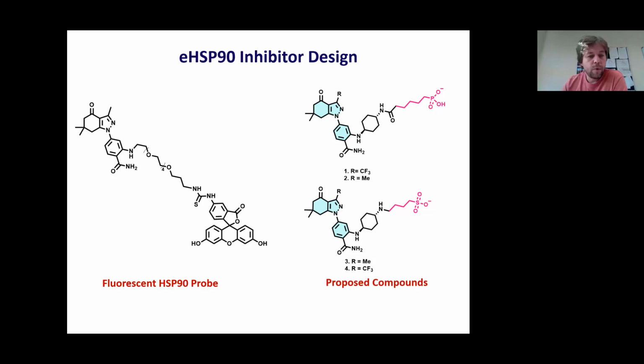Fortuitously, there was a co-crystal structure of SNX2112 crystallized in with HSP90, and our compounds, when docked in, in purple, showed a similar binding mode to the parent inhibitor, and our alkyl chain orientated outside the pocket, indicating that it wasn't going to disrupt target binding, which is of course essential.